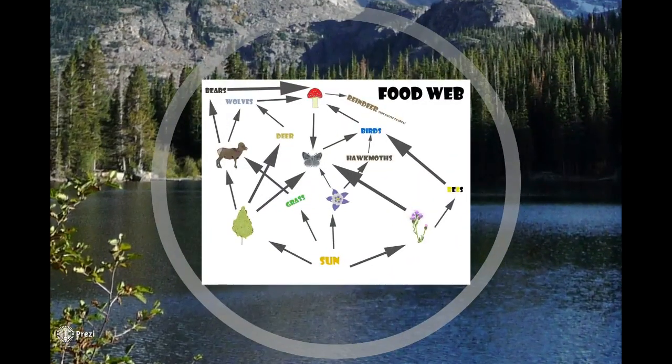So this is the food web that I created, which shows the interaction and the flow of energy between all of these species. So as you can see, the sun gives nutrients to the plants, which is photosynthesis, and then the primary consumers eat the plants, and then the secondary consumers eat those consumers, and so on.